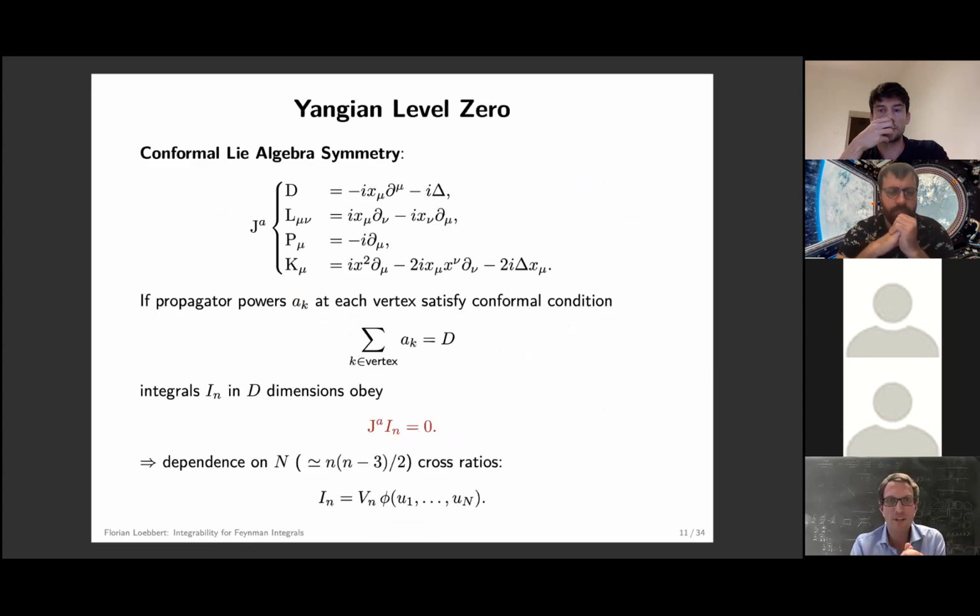I told you there are these level 0 and level 1 generators. The level 0 generators take this form. It's these differential operators in the x variables: dilatation, Lorentz, momentum, and special conformal generators. I want to impose this condition that propagator weights at each vertex sum up to the space-time dimension, which means that these Feynman integrals are annihilated by these level 0 generators. And this again implies that I can write the integral as such a function of a lower number of variables. And then I've used my dual conformal symmetries, or the level 0 symmetry of the Yangian.